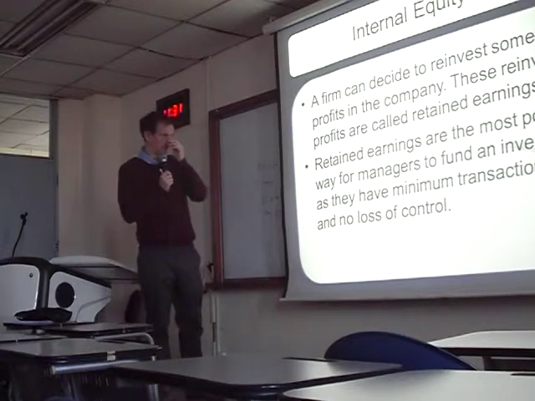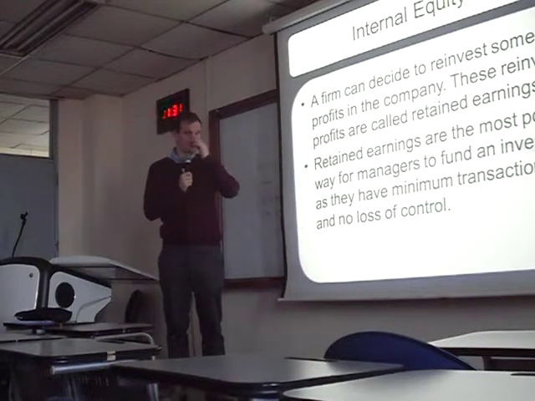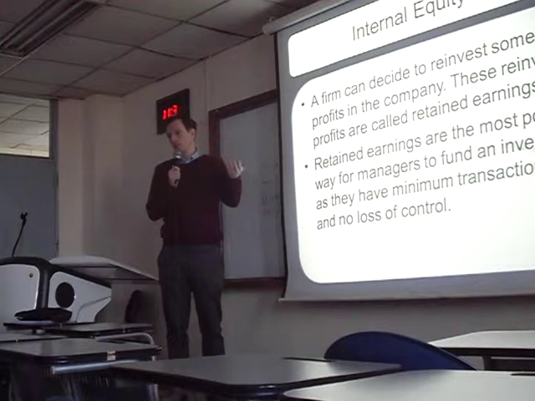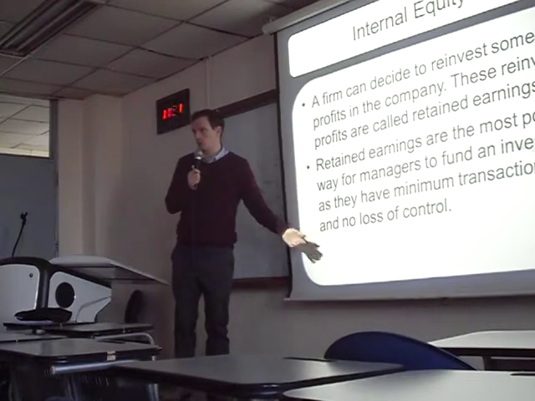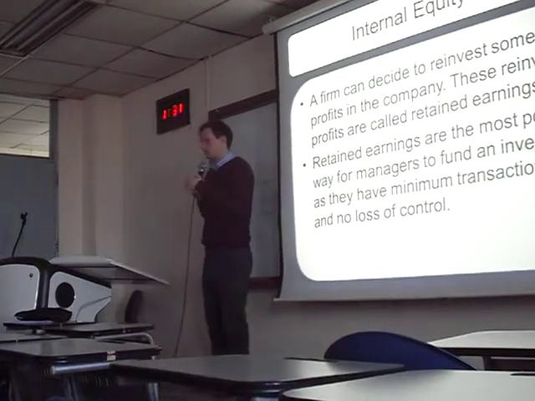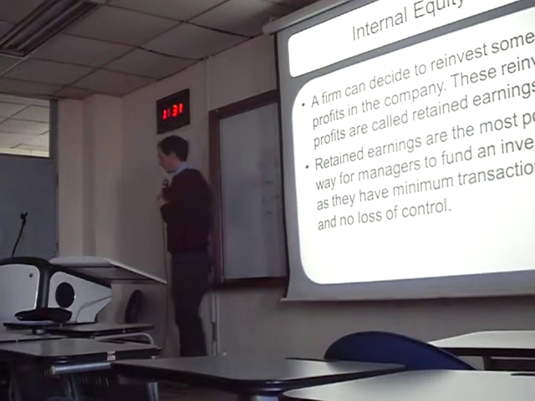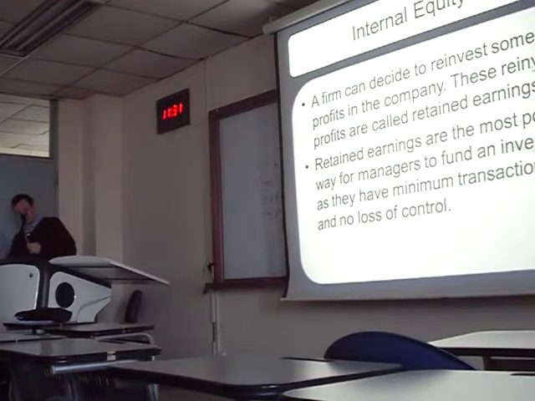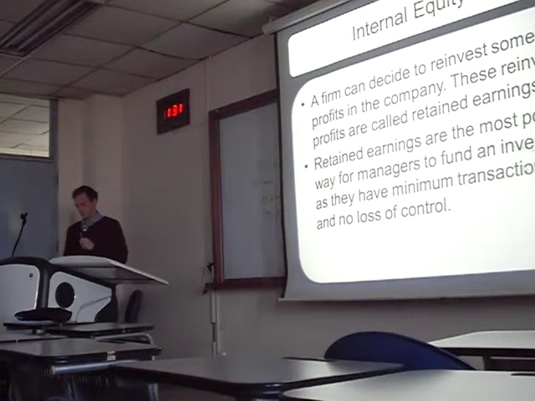That is the most popular way for managers to fund an investment because we have minimum transaction cost. We don't have to pay the fee to the investment bank. We don't have to do the IPO or bonds. And we have no loss of control. We keep all the control inside the company. If we sell our stock to the public, we lose some control. So retained earnings, or keeping our profit, is the most popular way to get money for managers.